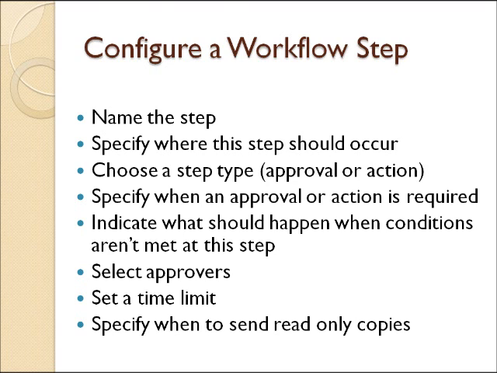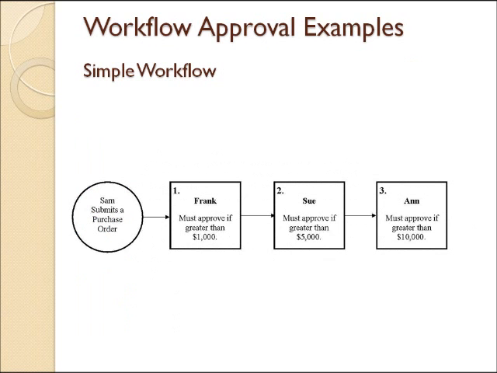So now I think we're going to look at workflow examples, the approval examples. This might be a simple workflow. We've got Sam who submits a purchase order here. Frank must approve if that purchase order is greater than 1,000. Sue must approve if it's greater than 5,000. And Ann must approve if it's greater than 10,000. So it flows through these steps and automatically gets moved up the line as things happen.